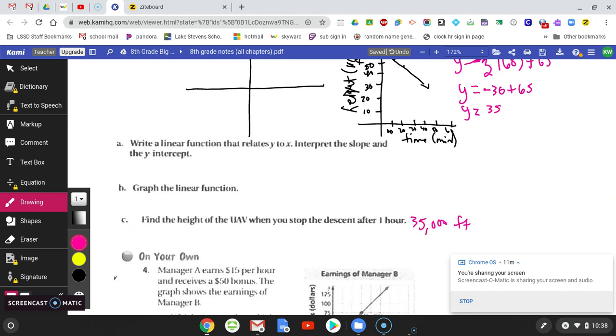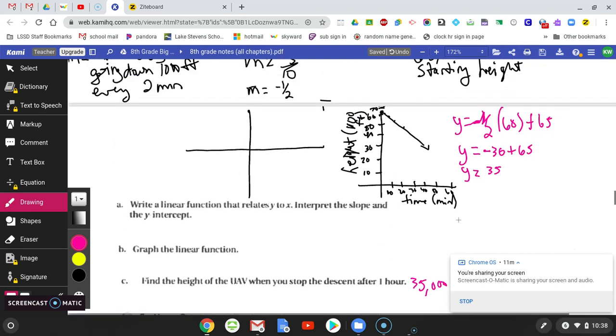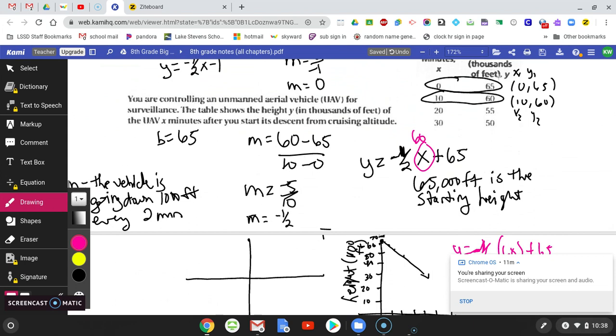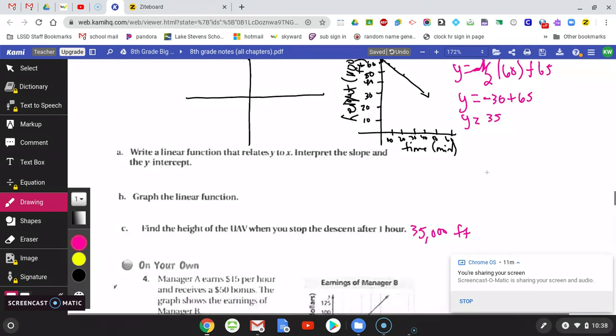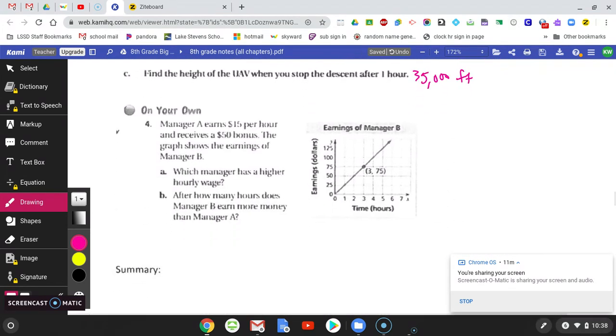Okay, it is a word problem, so you do want to answer it in context of the problem. So make sure you put that label on there, and make sure you notice that it does say it's in thousands of feet. So it's not just 35, it's 35,000 feet.